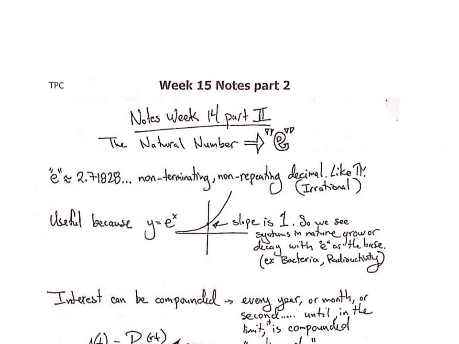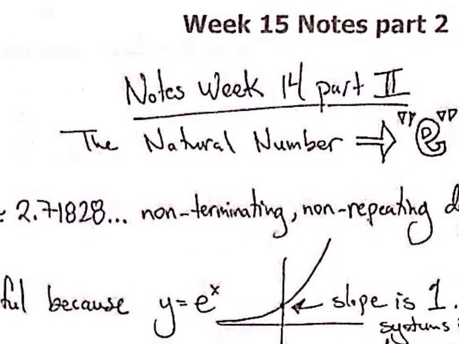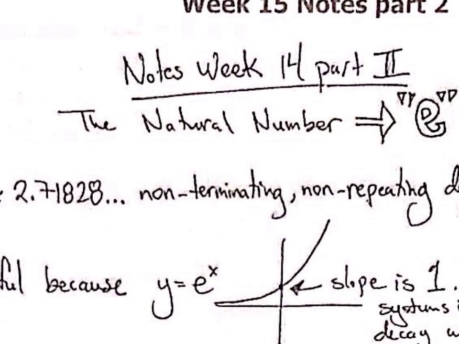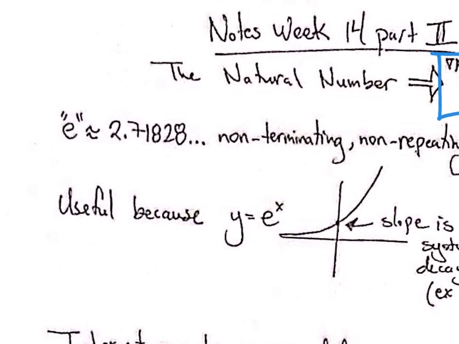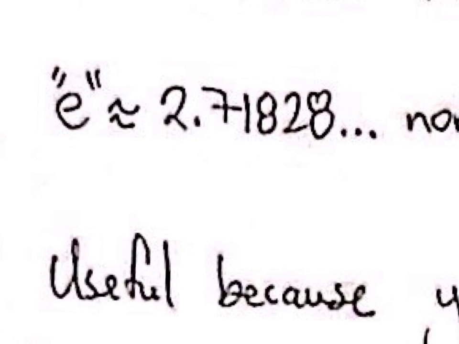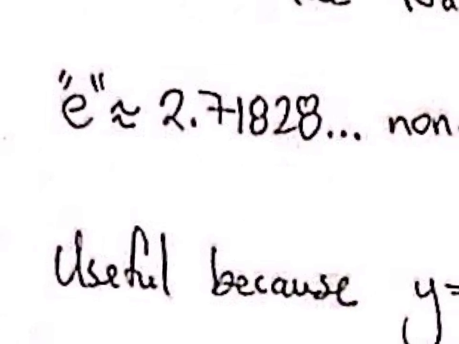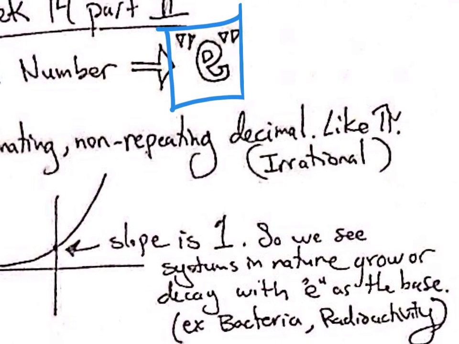All right, kiddos, here goes notes part 2 for week 14, where we're still talking about exponential functions, but more specifically about the base e. So the base e comes into play in nature frequently. The number e, it's a transcendental number, approximately equal to 2.71828, etc., etc. So it's a non-terminating, non-repeating decimal like pi.